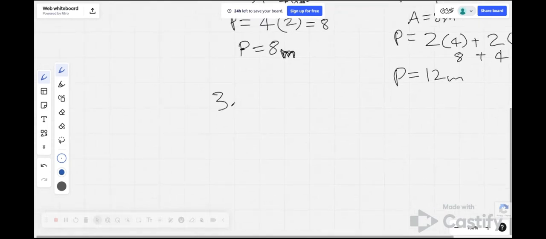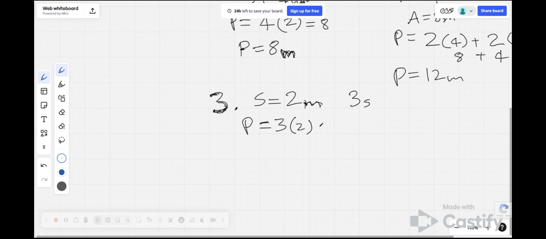Now for triangles, however, since we have a triangle with all equal sides, this question is rather simple. So we have a triangle and its length, or side length, or just side, is equal to 2 meters. Okay, so our perimeter, as you see from our formula, which was 3S, it would be 3 times 2, which would be equal to 6. So perimeter is 6 meters.